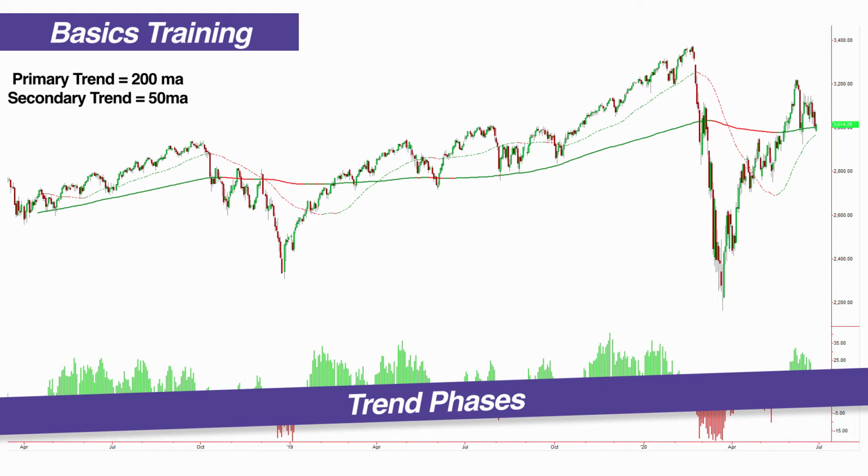On my chart you can see here the solid green and red line is the 200 period, and the dotted line is the 50 period. Doesn't matter whether it's dotted or solid, it's just how I've got it on my chart at the moment.